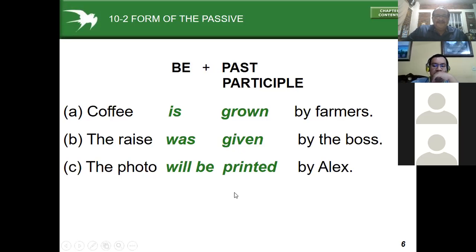Okay. Then the photo will be printed. The photo will be printed by Alex. Okay. Future. This is future, correct? So you see, the present of be is, the past of be was, the future of be will be. Will be. And we always use the past participle. Okay? Good.